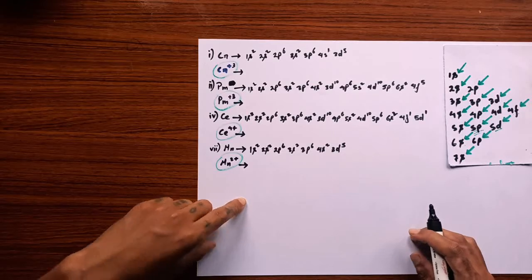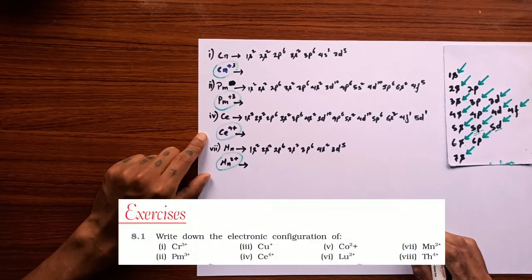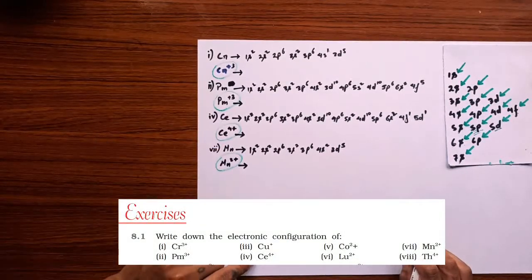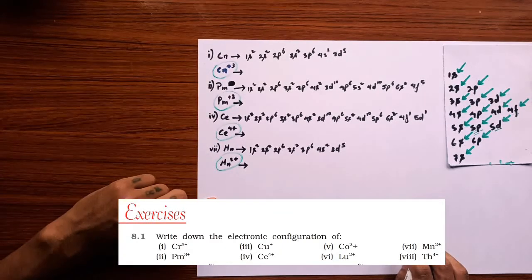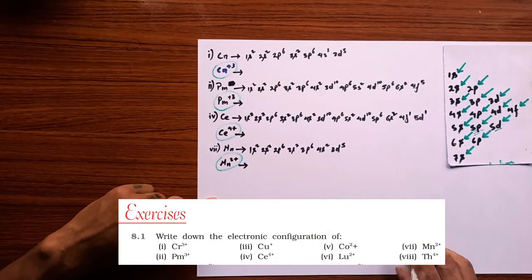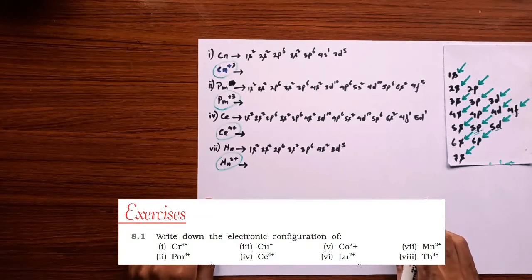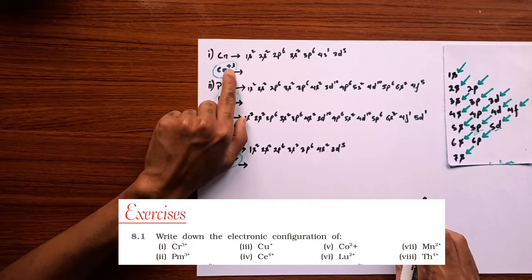So directly from your textbook, we have exercise 8.1, the first question. Write down the electronic configuration of chromium 3+, promethium 3+, copper +, and cerium 4+, and all these ions. So I'll do some of the exercises regarding this, and if you are able to understand it, I also encourage you to do the rest of the other ions by yourself. So we have the first one, chromium +3.